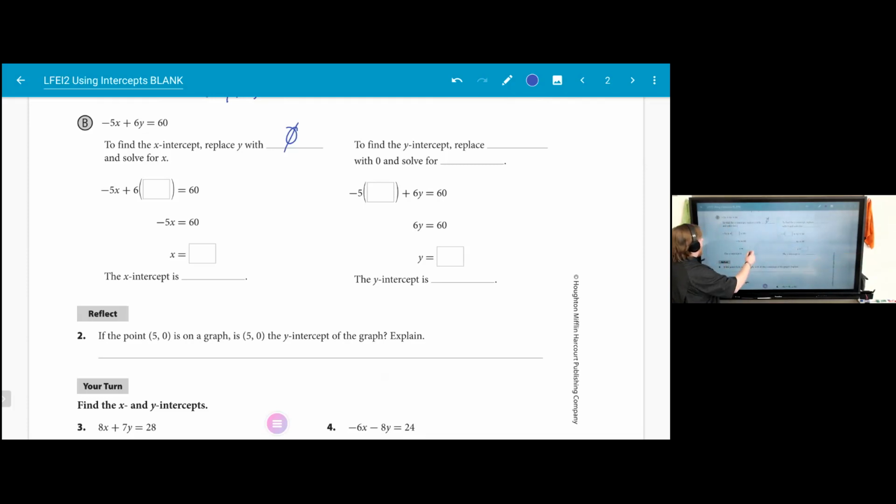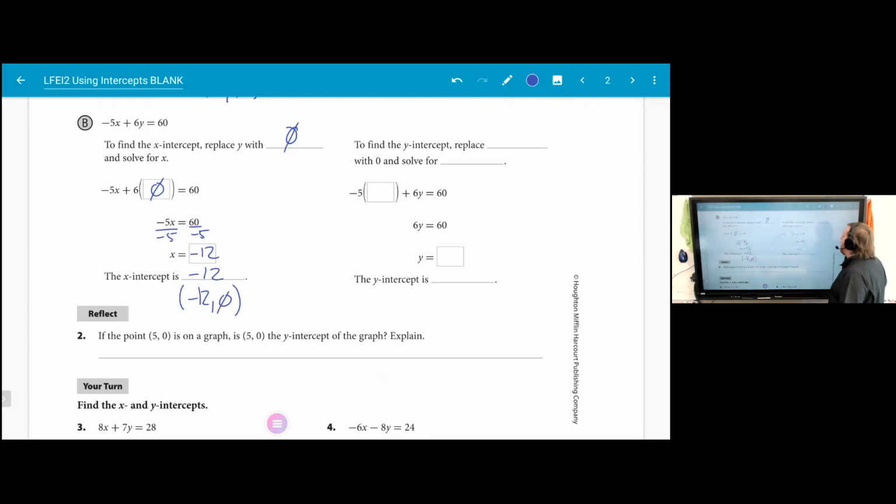So if we replace y with 0, I've got negative 5x plus 6 times 0. Well, that's nice because 6 times 0 is 0. Negative 5x equals 60. If I divide both sides by negative 5, x equals negative 12. The x-intercept is negative 12. If I wrote it as a coordinate pair, this would look like negative 12, comma, 0.